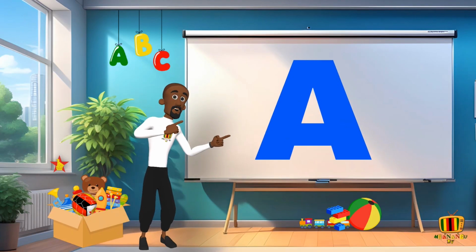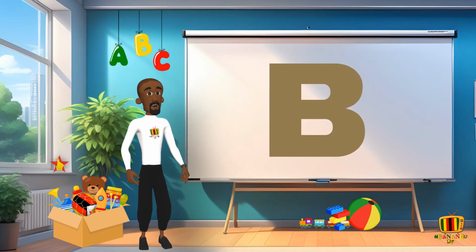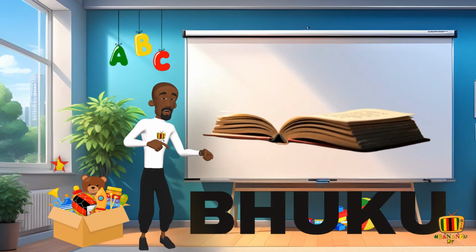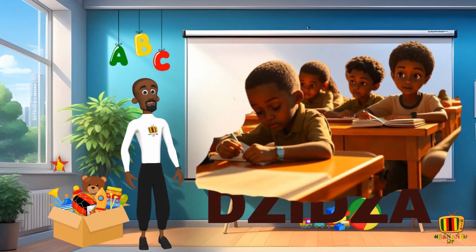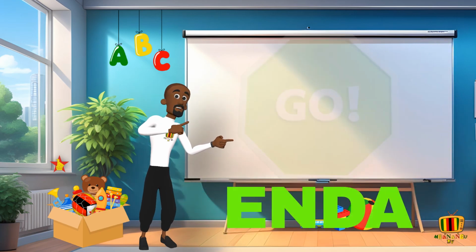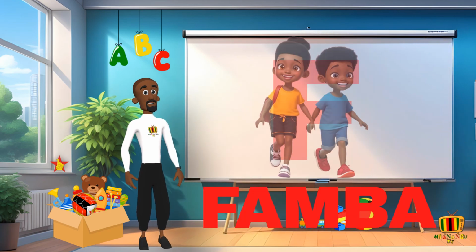A is for my mother. B is for buku, book. C is for chingwa, bread. D is for ziza, learn. E is for enda, go. F is for famba, walk.